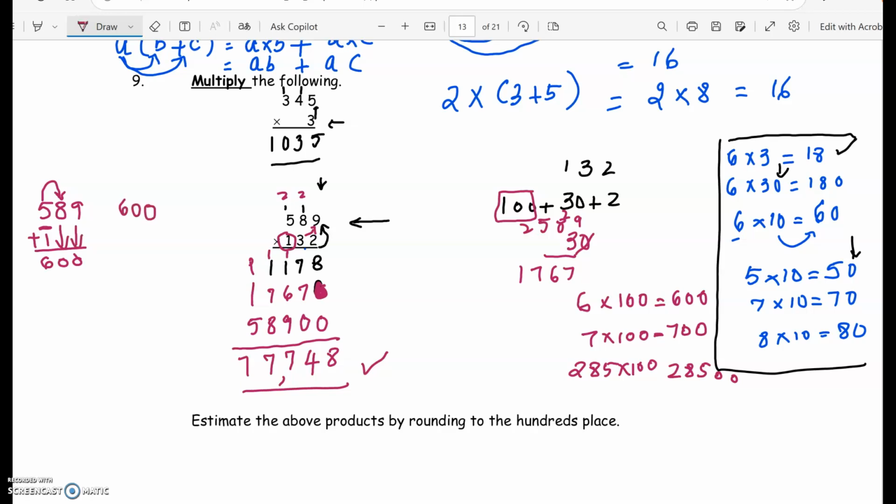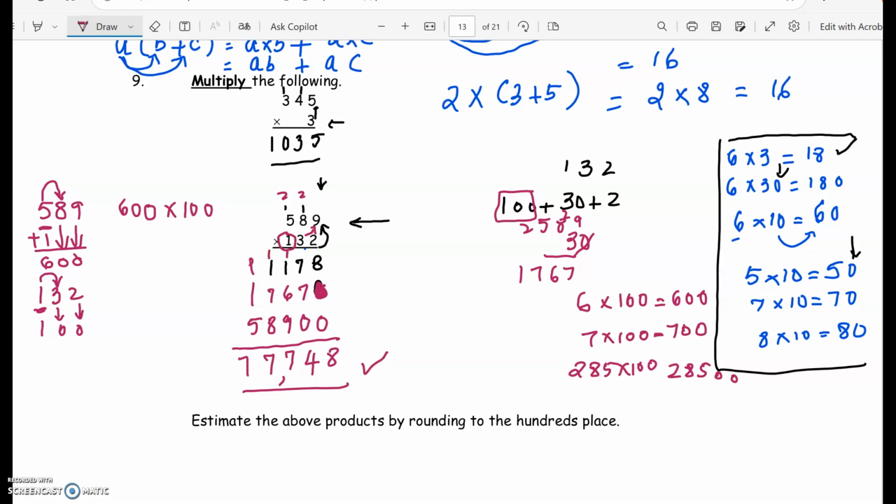And we're going to multiply with 132. Let's round it to the hundreds. One place value to the right. Look at the hundreds place. One place value to the right says round down, which means leave the 1 alone. The rest become zeros. So we go 600 times 100.